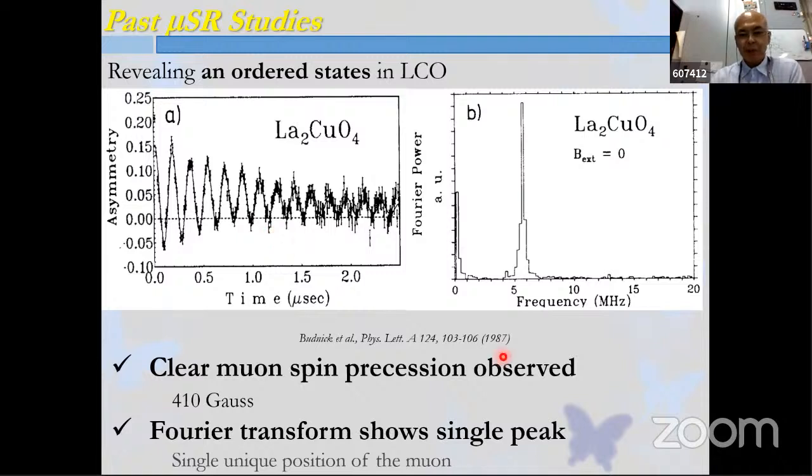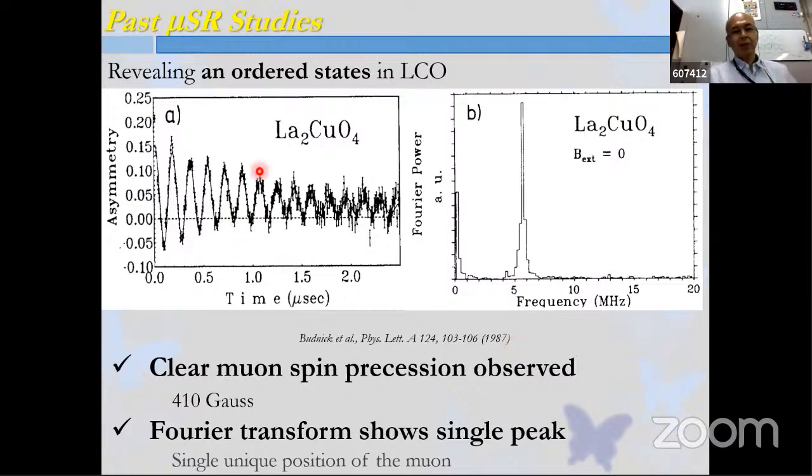This was a very fast measurement in 1987. At that time, the muon facilities were not in a good condition compared to the current ones. I started my career working on muon science in 1987. At that time, I went to the Tsukuba high energy laboratory, the muon science laboratory. We had to wait for a couple of hours to get one muon data set. But nowadays, we need only 10 or 15 minutes to get the same quality data.